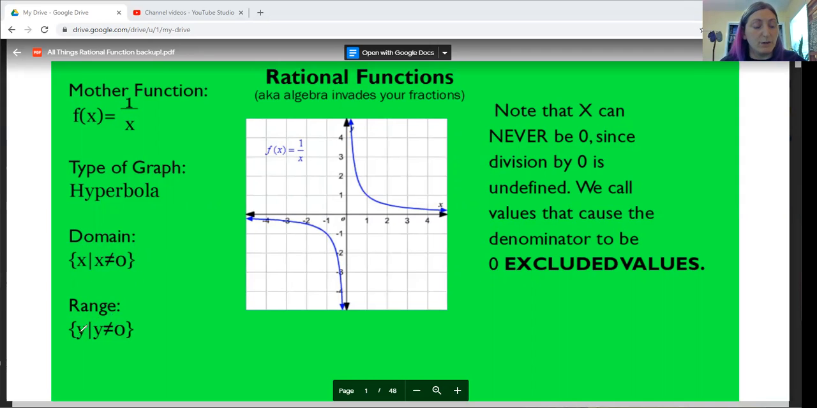Close that set. Range, same thing. All y values except 0. The set of y such that y is not equal to 0. Okay, so there it is. Y cannot equal 0 here.